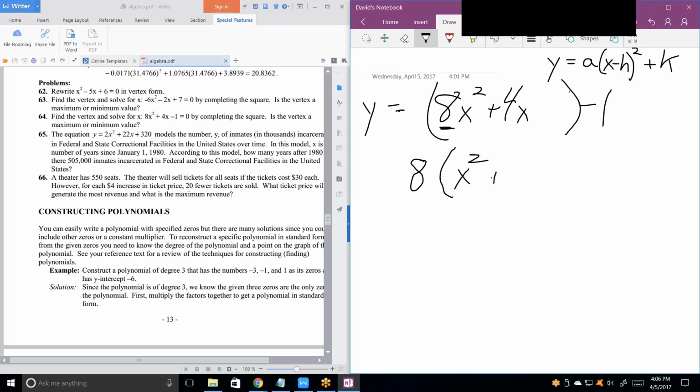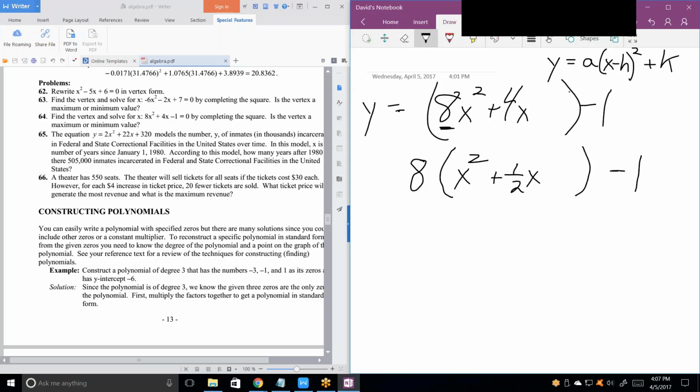What's my second term going to be? 1/2 x. Leave room. Now check. Have we changed anything? No, we haven't. When I say that, I mean we have not changed the function. If I distribute that 8, I get back to the first line. That's what I mean when I say we haven't changed it. The only thing we've done is manipulated it such that now I'm in a position to complete the square.